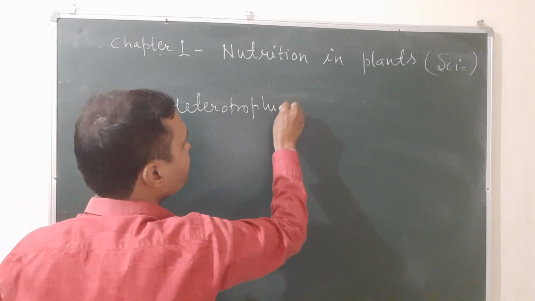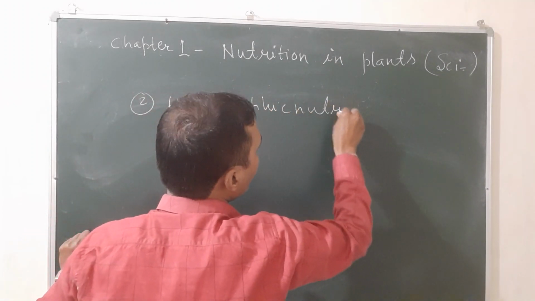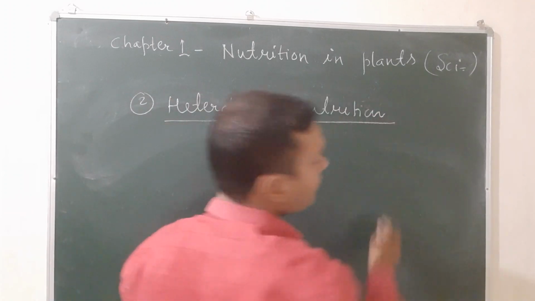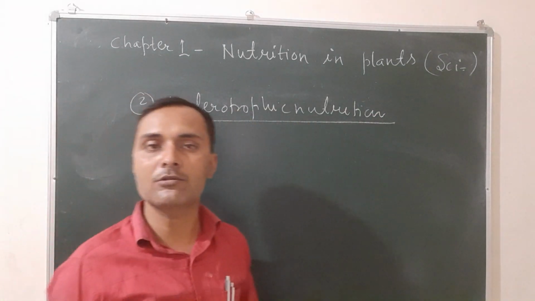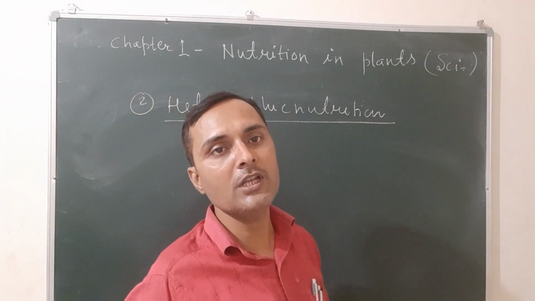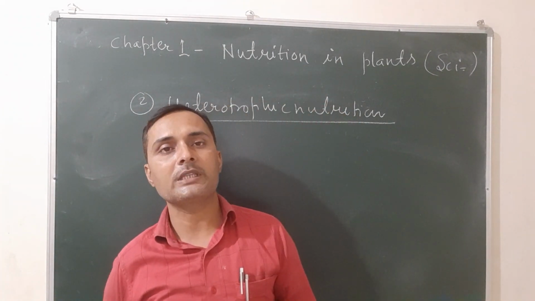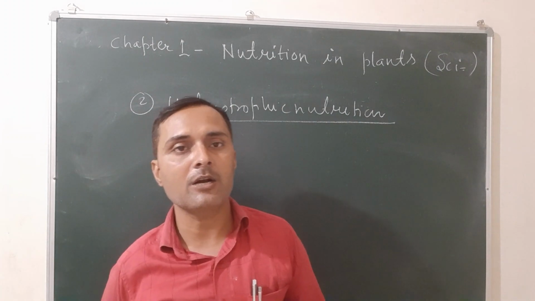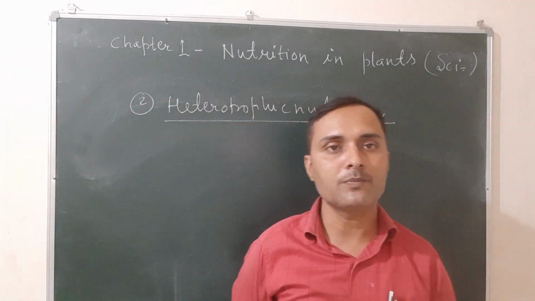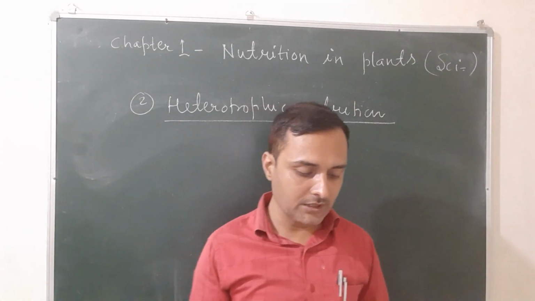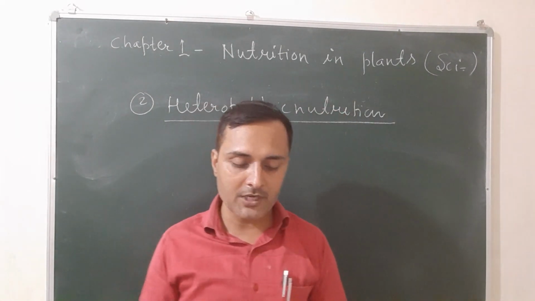Heterotrophic nutrition. The mode of nutrition in which the organisms depend on other organisms for obtaining nourishment or food is known as heterotrophic nutrition. For example, all the non-green plants and the animals are heterotrophs because they are not green, so they cannot prepare their own food by the process of photosynthesis. So you can see the types of nutrition, that is autotrophic and heterotrophic.